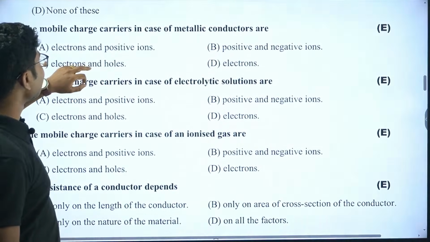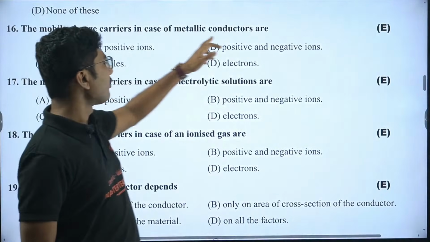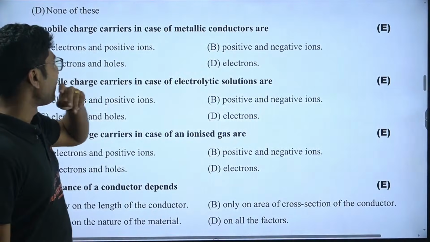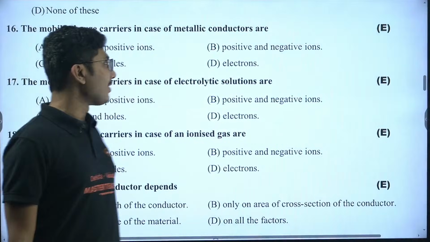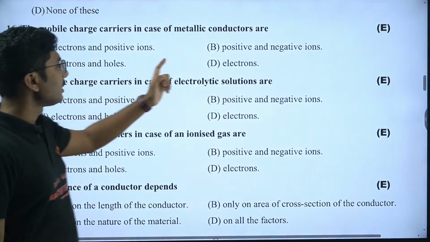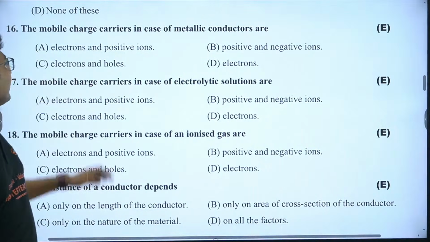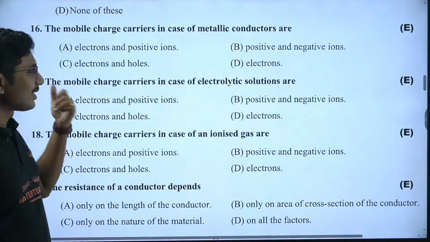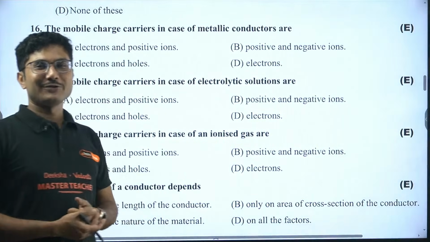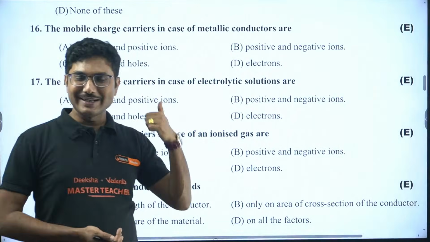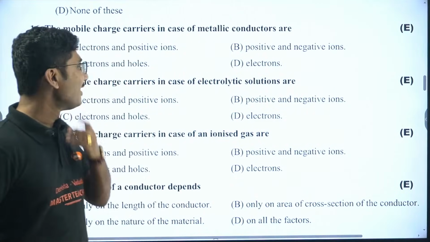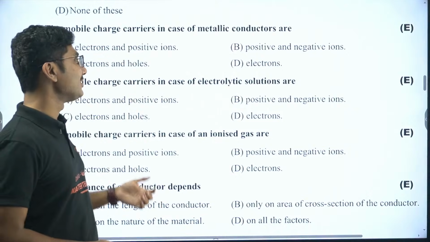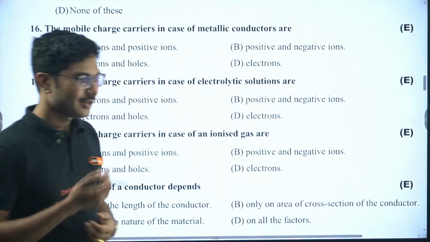The mobile charge carriers in case of metallic conductors are: electrons and positive ions, positive and negative ions, electrons and holes, or electrons. Let's see. This is not the mobile phone that you use, so it is not like the mobile phone carriers, Airtel, Jio. It is electrons or protons or positive charge or holes.